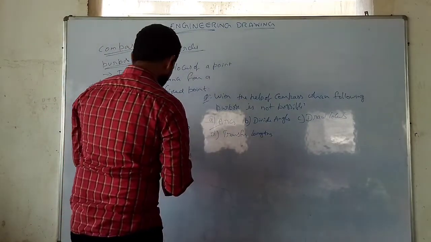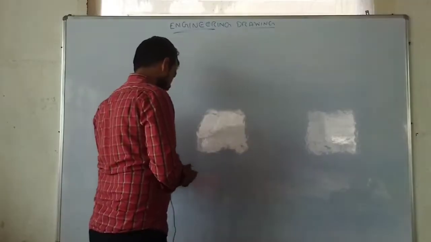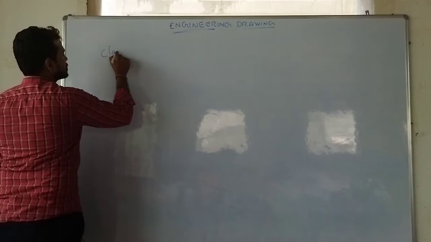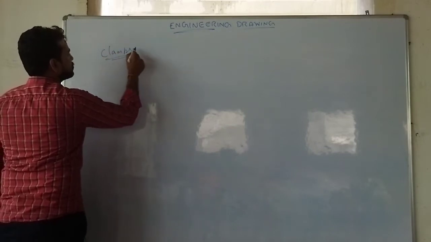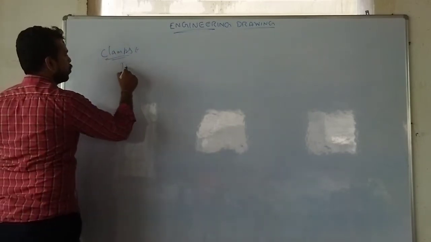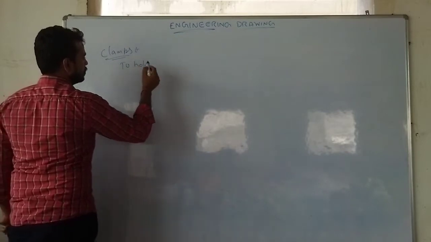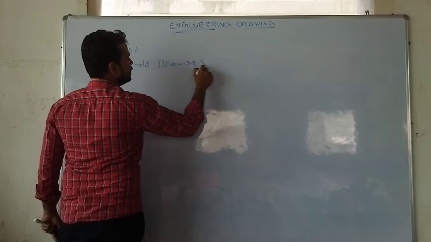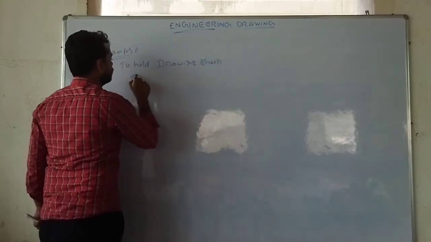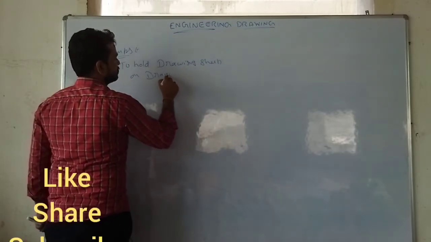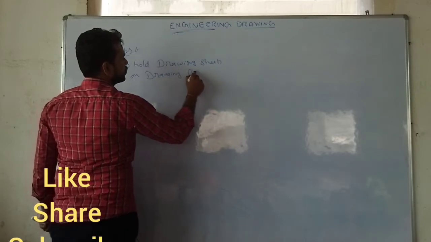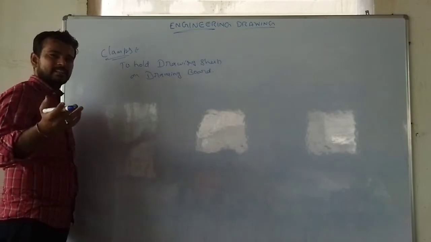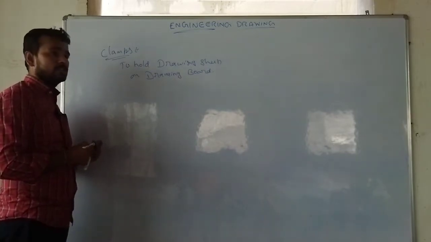If it is with the help of divider, then what are the remaining drawing instruments? It's clamps. The purpose of clamps is to hold drawing sheets on the drawing board. That's it. Next, protractor is there. Of course, you all might have known about these things.